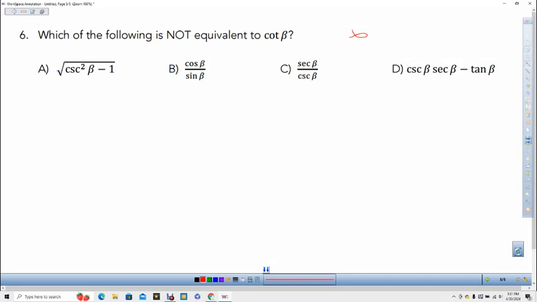So now, which one of these is not going to simplify to cotangent beta? So cosecant squared beta minus 1. Well, remember our cotangent, if we start off with sine squared beta plus cosine squared beta equals 1. If we want cosecant, we're dividing by sine. So we got sine squared beta divided.